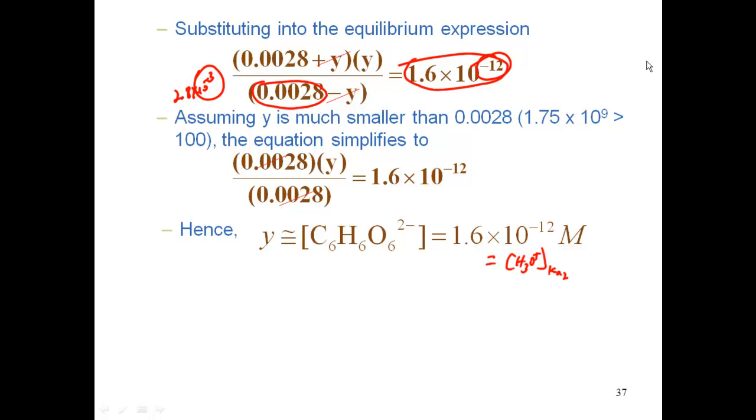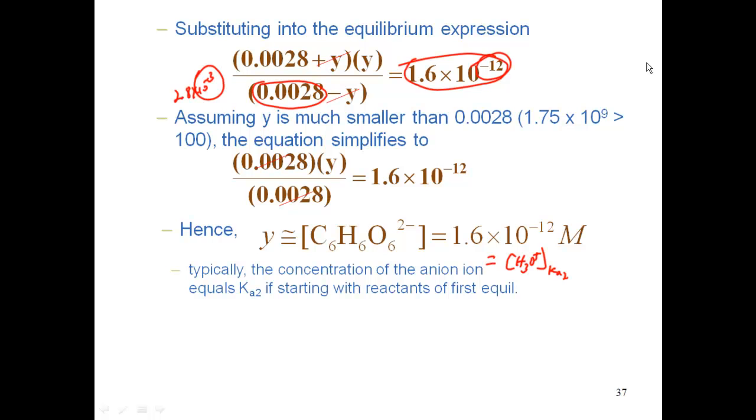Now you might notice something, that Y basically is the same thing as Ka2. Typically, the concentration of the anion equals the Ka2 of starting with the reactants of the first equilibrium. So for our purposes of diprotic acids, you're going to have a pure acid, or I want to calculate the conjugate base of that second equilibrium.